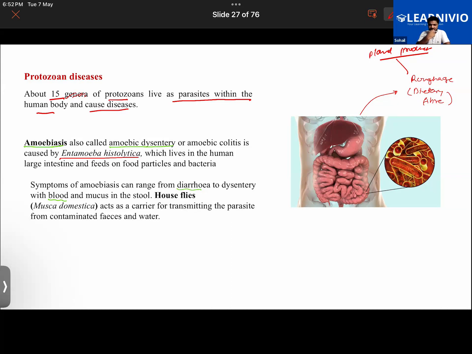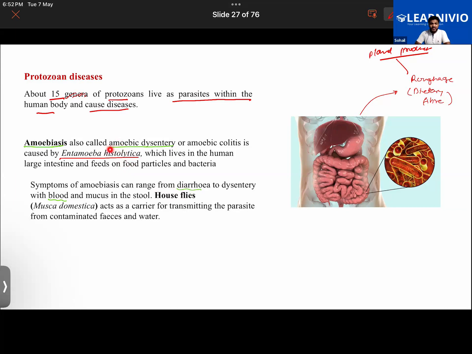So what will happen now? This protozoa will start feeding on the food particles and the bacteria also. So your digestion will not be proper, right? Then in the stool, we observe that blood and mucus will also be present. The person can suffer from diarrhea, that is, loose motion. So that is the thing.